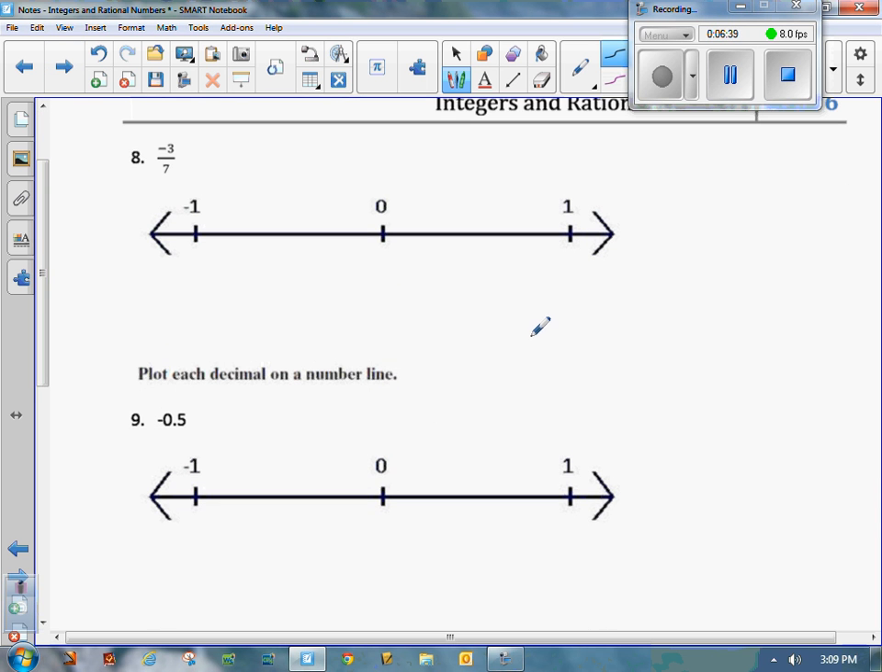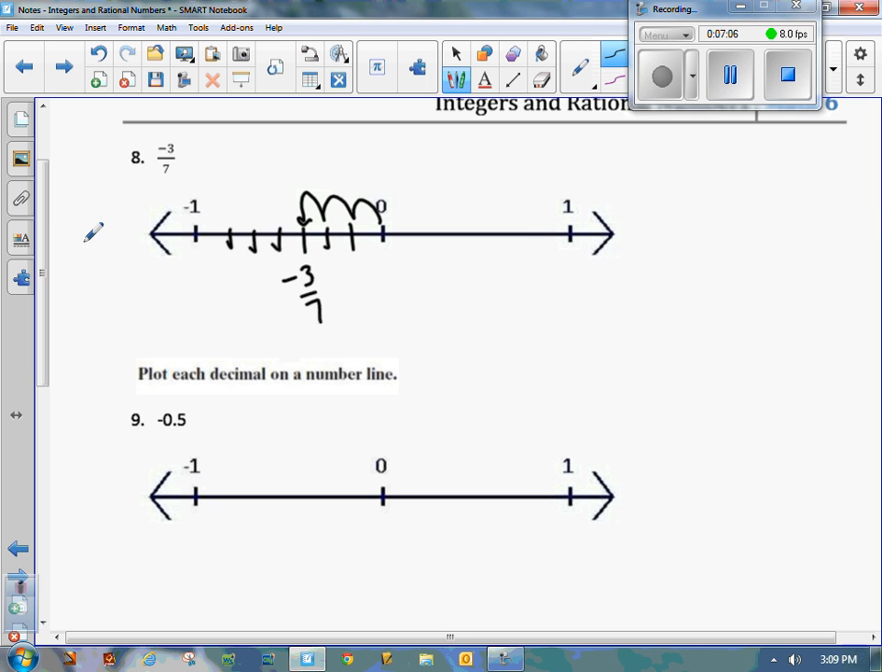Let's try here on number 8, where we have a negative 3/7. A negative 3/7, our denominator is 7. It's on the negative side, so we're going to divide into 7s. Let's see if I do this any better here. 1, 2, 3, 4, 5, 6, 7. A little bit better. We want negative 3, so we're going to go to the left. 1, 2, 3. Then this is where our negative 3/7 would sit.